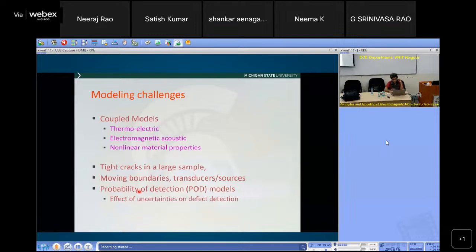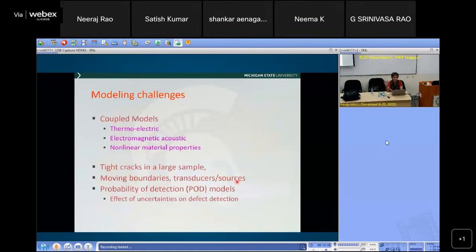So some of the challenges, particularly when you have nonlinearity: how do I introduce nonlinear materials into my finite element model? And if you have coupled models like thermoelectric or electromagnetic acoustic, those are modeling challenges. The other thing is geometry. If you have pipelines, for example, pipelines are like 2 feet in diameter, okay? But you're looking for a hairline crack. So your discretization should not be unstable. You have to be able to discretize a tight crack as well as a large sample.